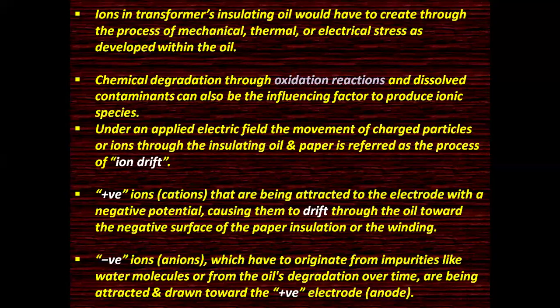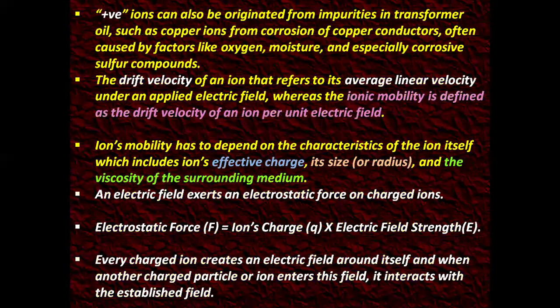Negative ions, that is anions, which originate from impurities like water molecules or from the oil's degradation over time, are attracted and drawn towards the positive electrode, that is the anode. Positive ions can also originate from impurities in transformer oil, such as copper ions from corrosion of copper conductors, often caused by factors like oxygen, moisture, and corrosive sulfur compounds.